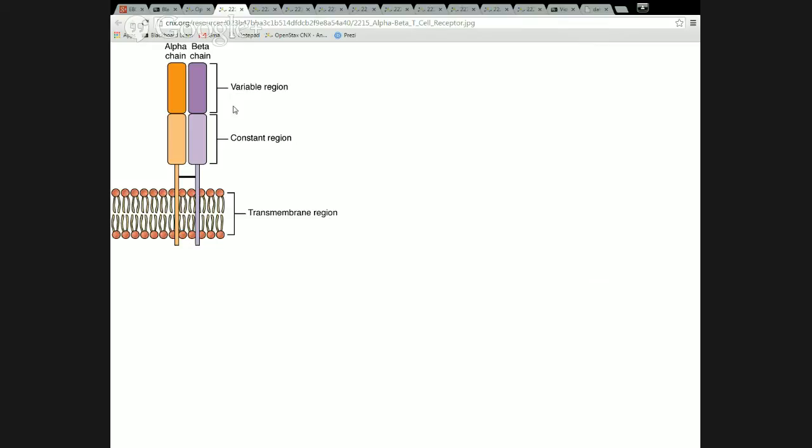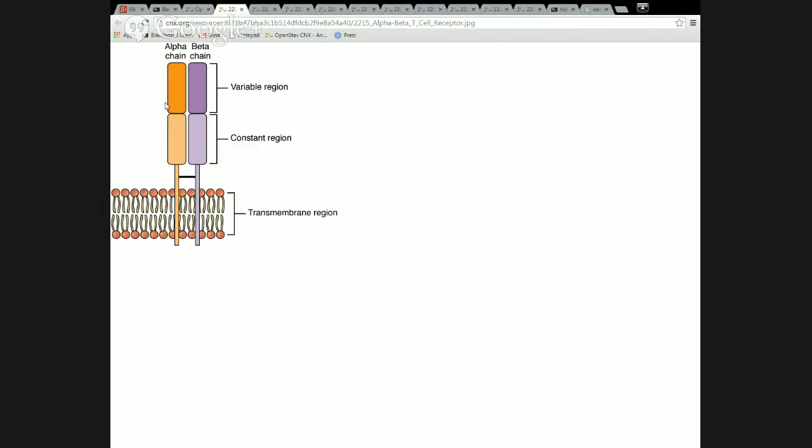T cells do that through a structure that's called a T cell receptor, which is what this picture is depicting. It's a receptor, so that means that it's membrane bound. So it has a transmembrane region, the part that's actually stuck in the membrane of the T cell. And then what's sticking out is represented by these four blocks. The two closest to the membrane are labeled as the constant region, and the two further away are called the variable region.